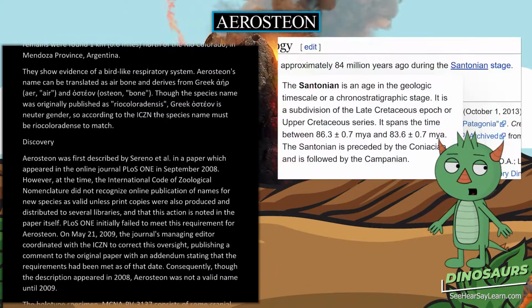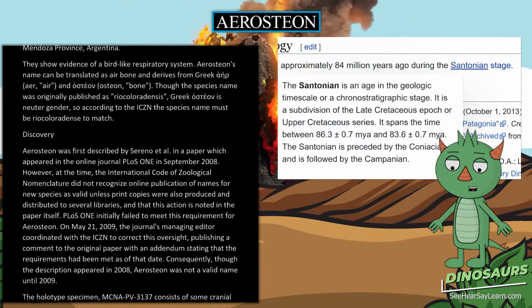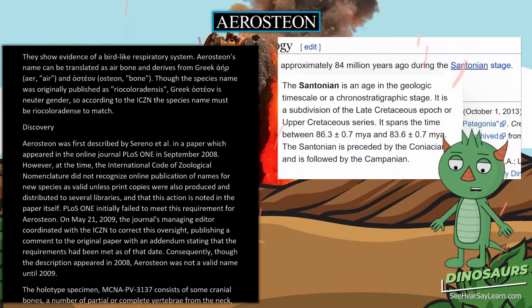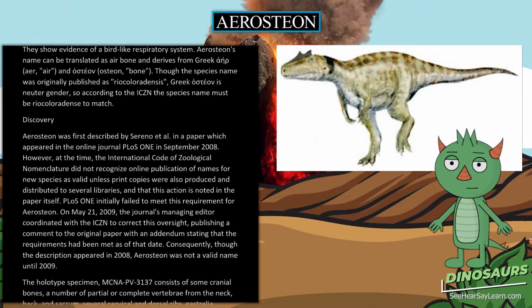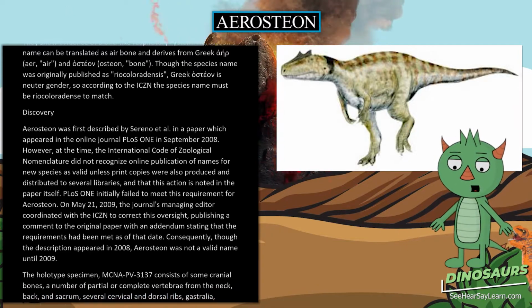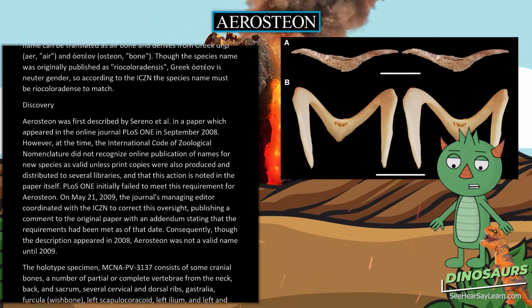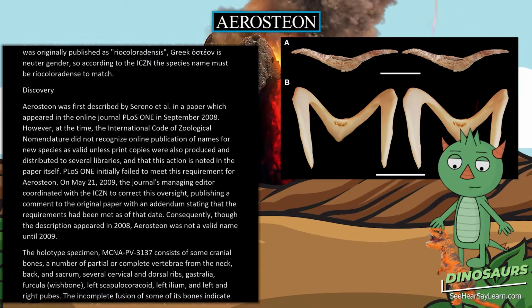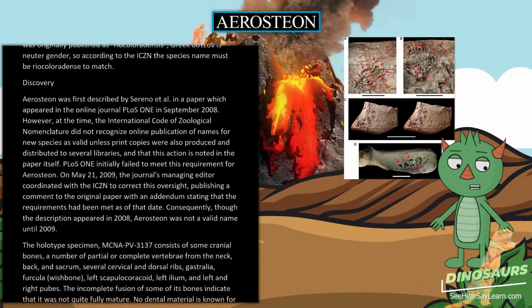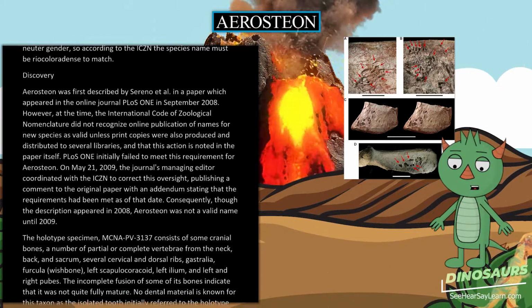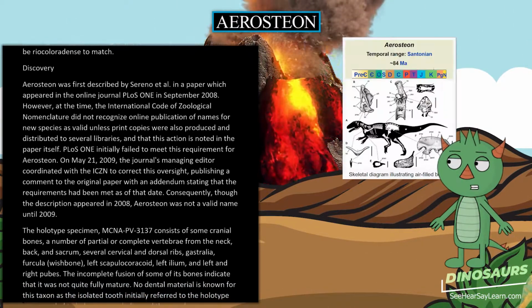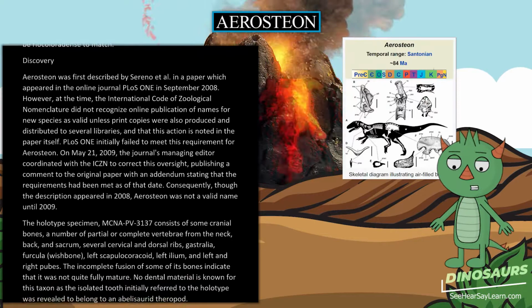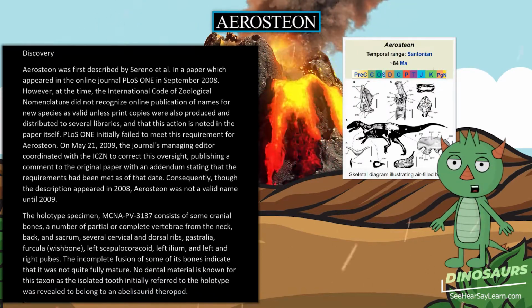Discovery. Aerosteon was first described by Serrano et al. in a paper which appeared in the online journal PLOS One in September 2008. However, at the time, the International Code of Zoological Nomenclature did not recognize online publication of names for new species as valid unless print copies were also produced and distributed to several libraries, and that this action is noted in the paper itself. PLOS One initially failed to meet this requirement for Aerosteon.